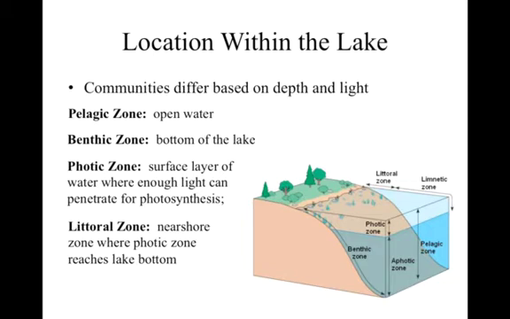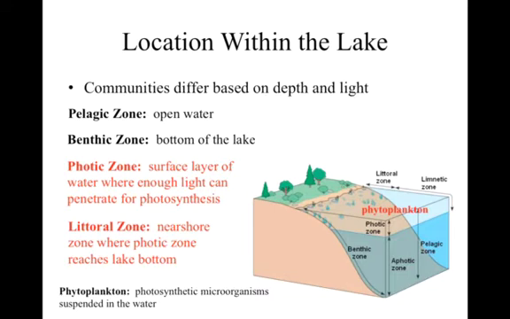I also have what's called the photic zone, and this is the surface layer where the water is shallow enough that the light can penetrate, and as a result you can get photosynthesis in that zone. I also have what's called the littoral zone, which is the nearshore zone where the photic zone reaches the bottom of the lake. Out in the middle of the lake, maybe light doesn't get down to the bottom, it only gets down to the surface area, but close to the shore, light gets down right to the bottom, and that's the littoral zone.